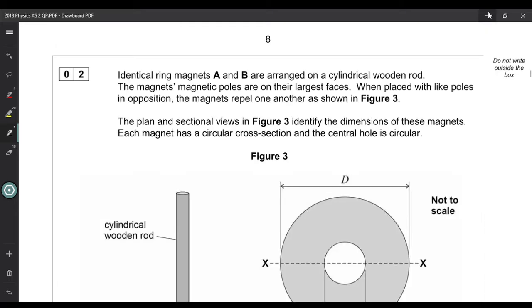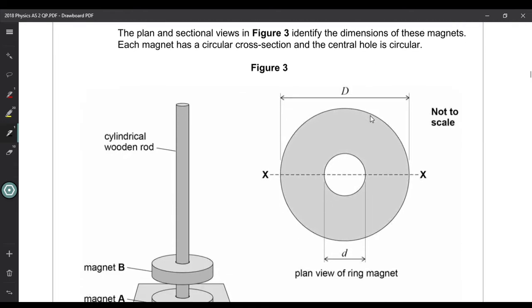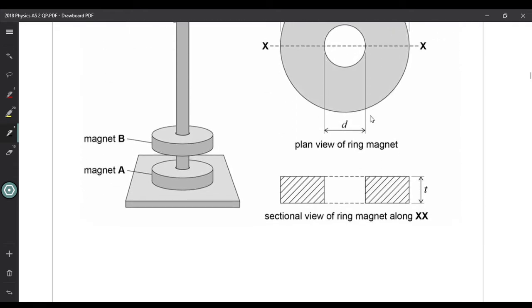Question 2 shows us two identical ring magnets A and B that are arranged on a cylindrical wooden rod. The magnetic poles are on their largest faces. When they're placed with like poles in opposition, the magnets repel one another, as shown in figure 3. So we've shown the different dimensions of them and the setup of the experiment.